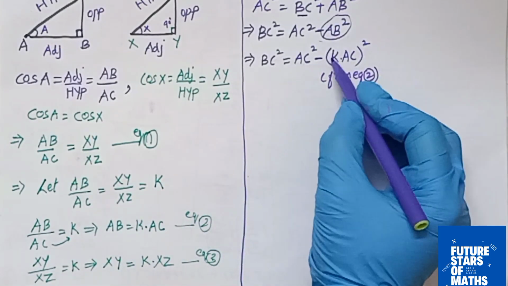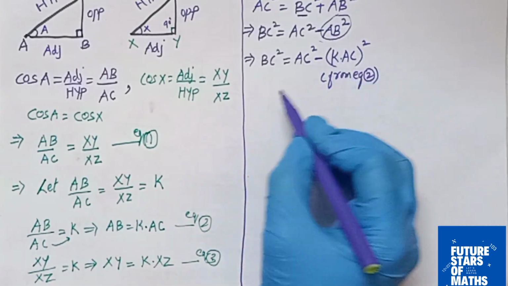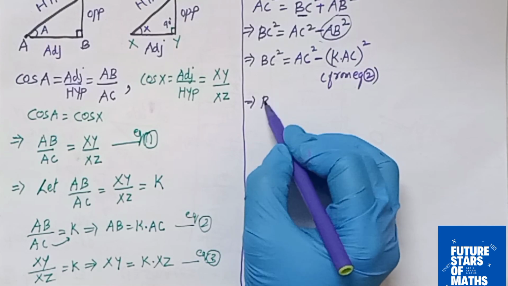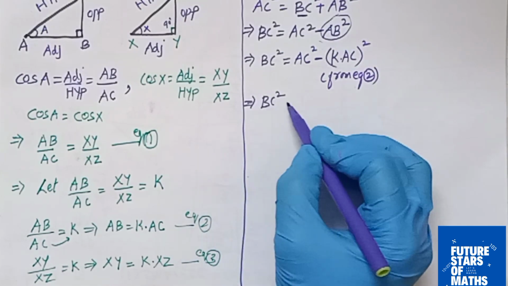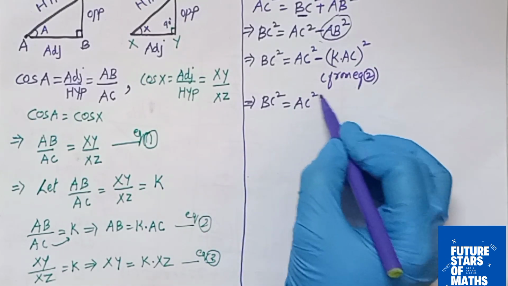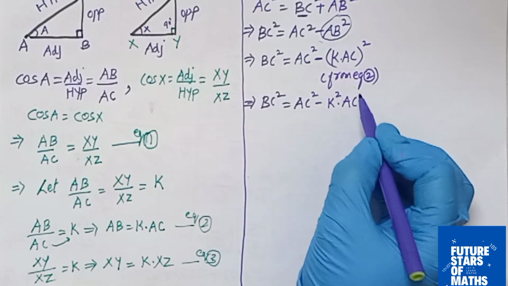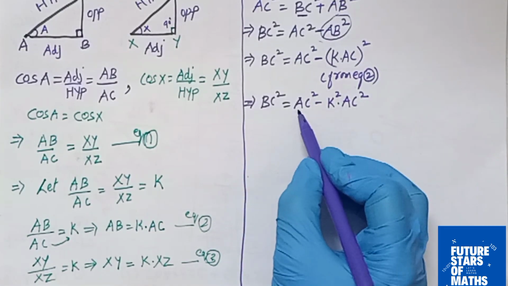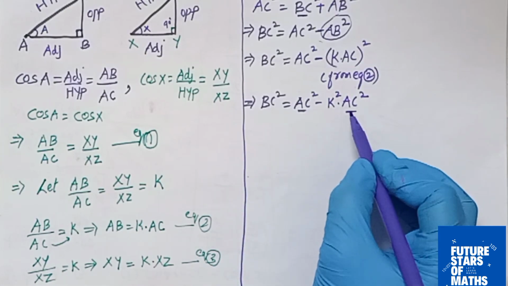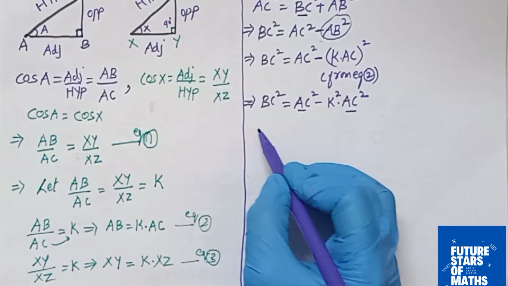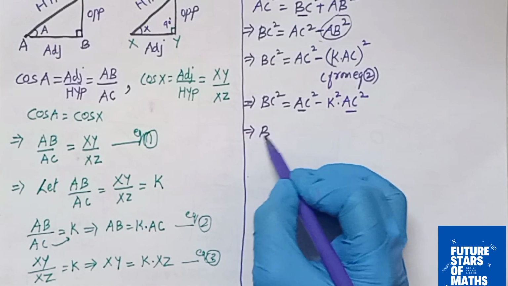Okay. So now the whole square is there. This square gets inside the bracket. So it will become BC square is equal to AC square minus K square into AC square. Here also we have AC square, here also we have AC square. So we will take AC square common.